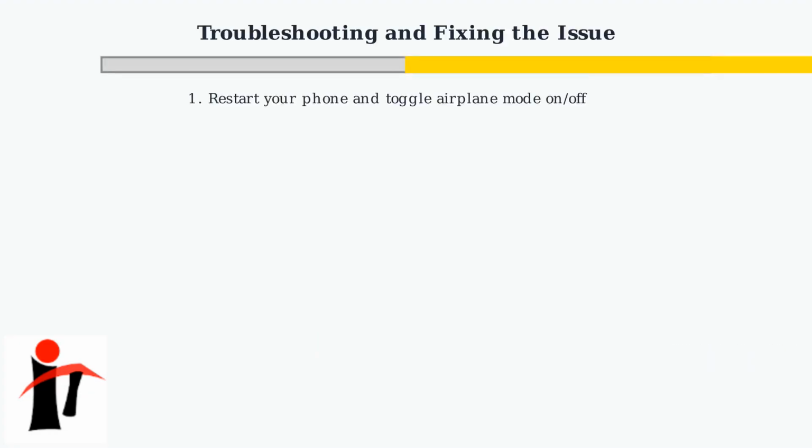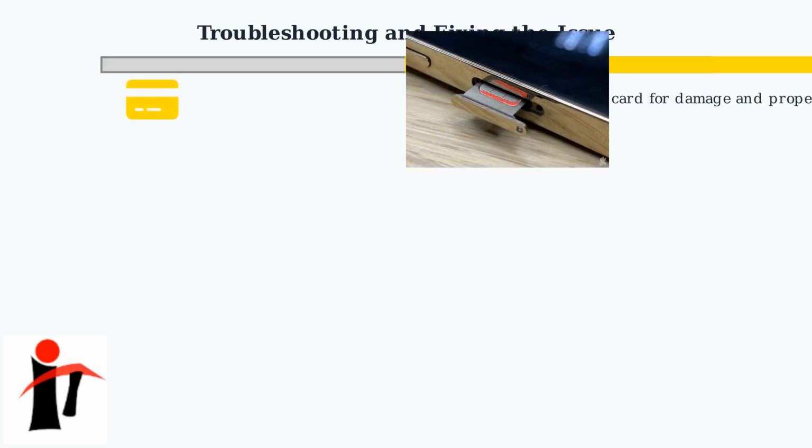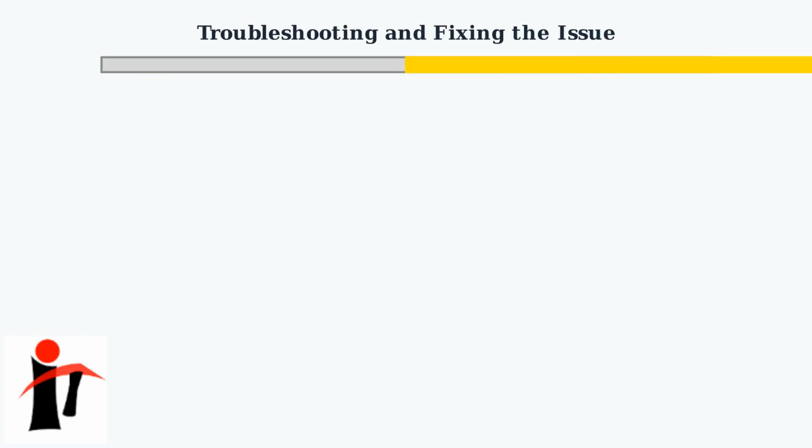Start with the basics. Restart your phone and toggle airplane mode on and off. Next, physically inspect your SIM card for damage and ensure it's properly inserted. If using an eSIM, contact Optus to verify its activation.